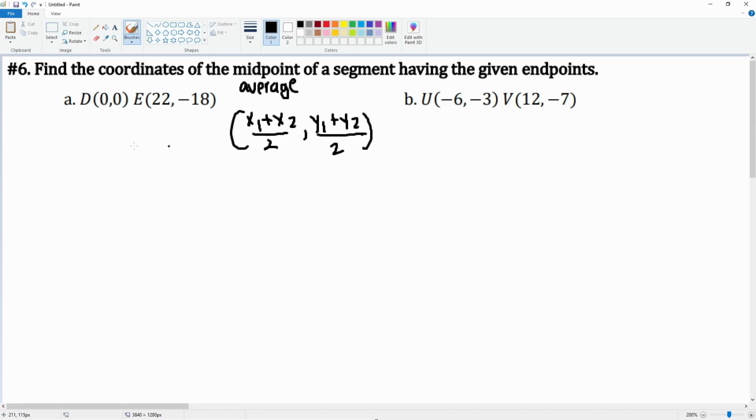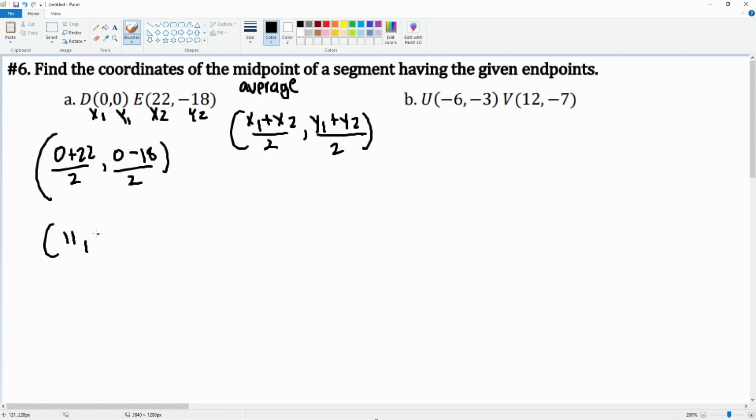All right, let's plug it in here. So this is very straightforward. The X1 is 0. The X2 here is 22. We add those together, divided by 2. Then we have 0, which is your Y1. Then we have your Y2, which is negative 18. We divide that by 2. 22 divided by 2 is 11. Negative 18 divided by 2 is negative 9. That is your midpoint.